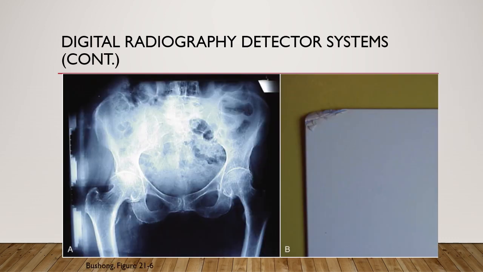This is an example where there's damage to a CR cassette, with the image on the left-hand side showing the impact it could have on an image.